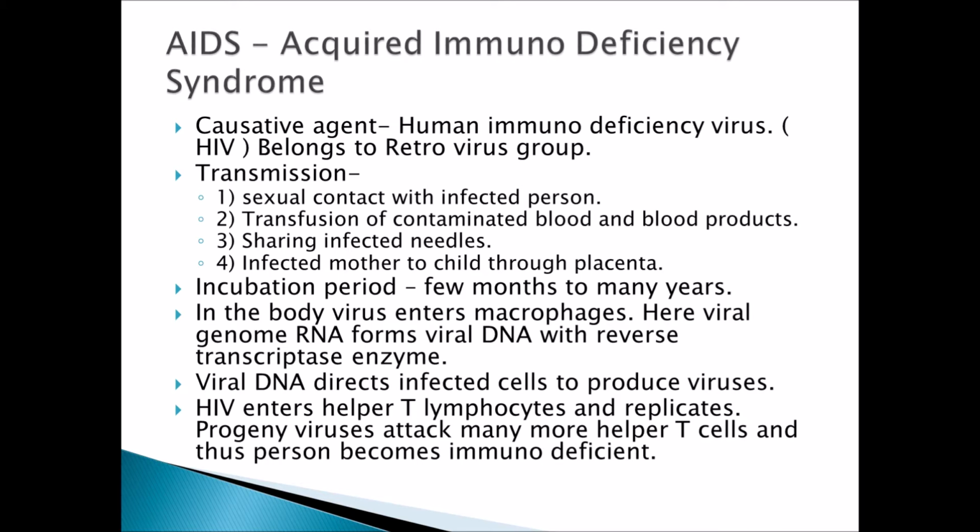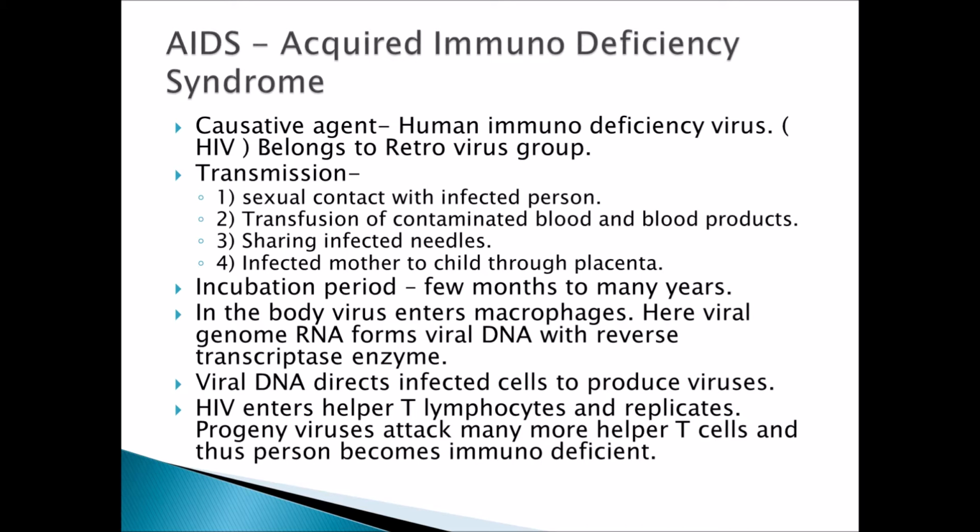Transmission of the disease occurs through sexual contact with infected person, transfusion of contaminated blood and blood products, sharing infected needles. Infected mother may pass the disease to child through placenta. Incubation period of the disease may be few months to many years, generally 5 to 10 years.